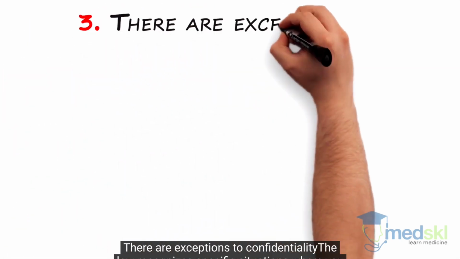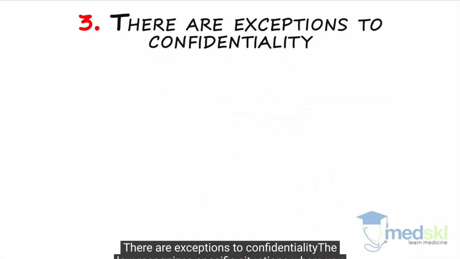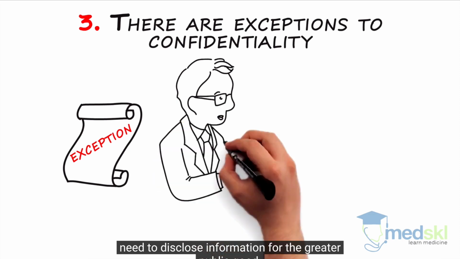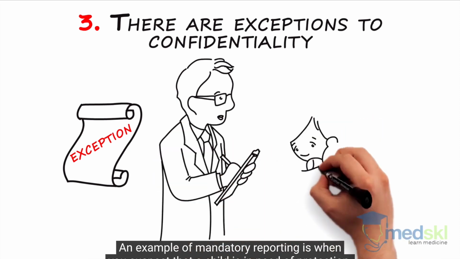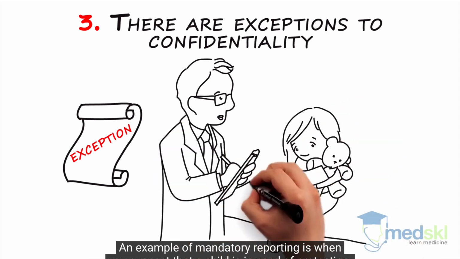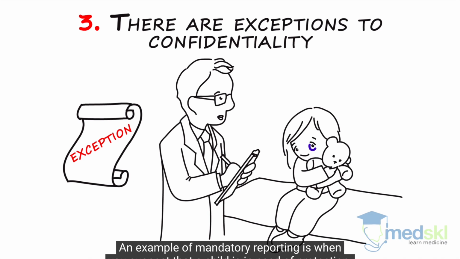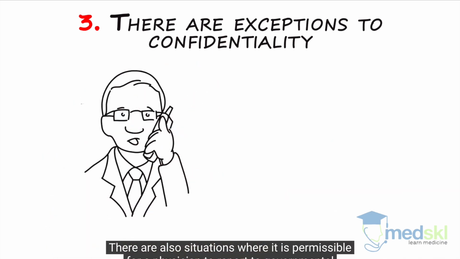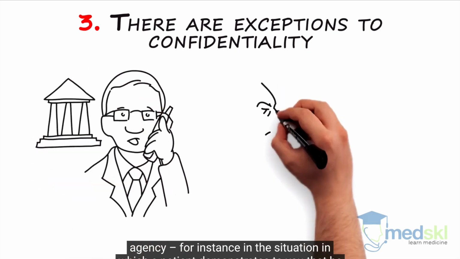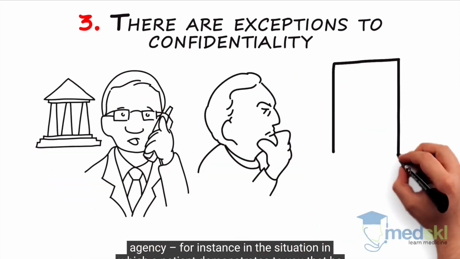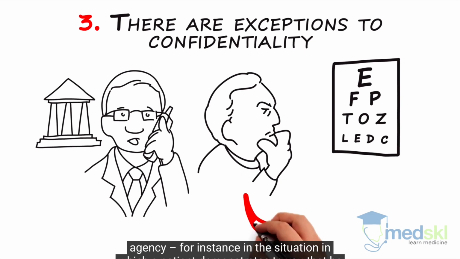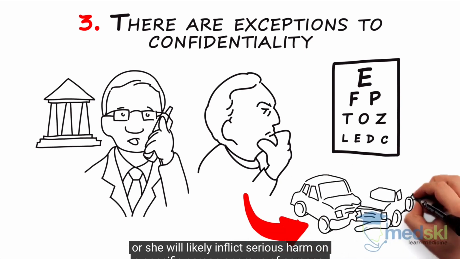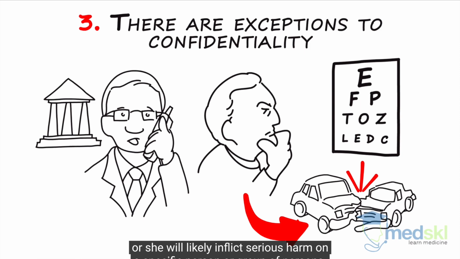3. There are exceptions to confidentiality. The law recognizes specific situations where you need to disclose information for the greater public good. An example of mandatory reporting is when you suspect that a child is in need of protection. There are also situations where it is permissible for a physician to report to a governmental agency. For instance, in the situation in which a patient demonstrates to you that he or she will likely inflict serious harm on a specific person or group of persons.